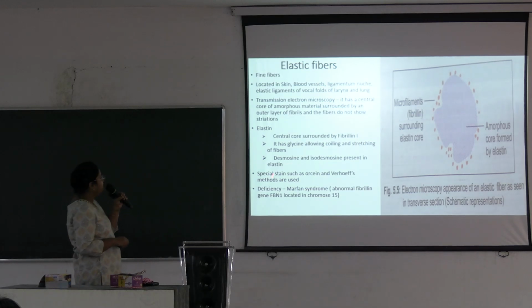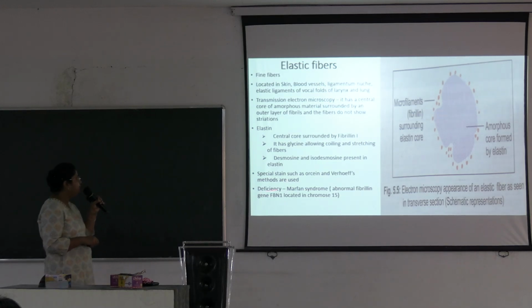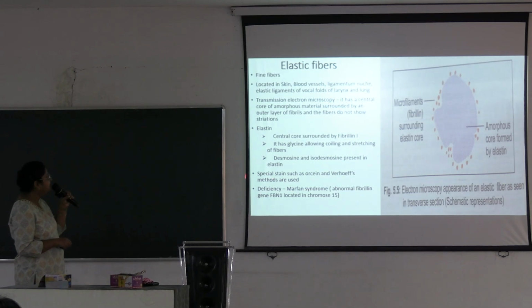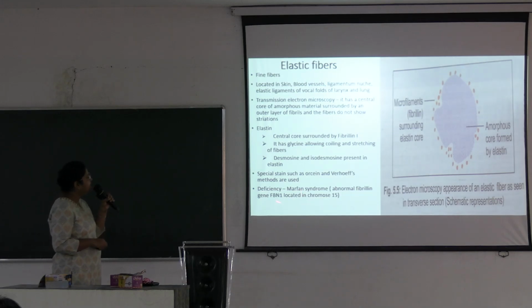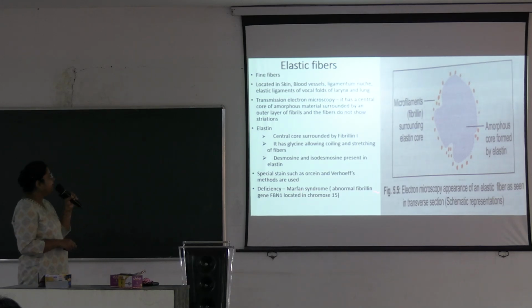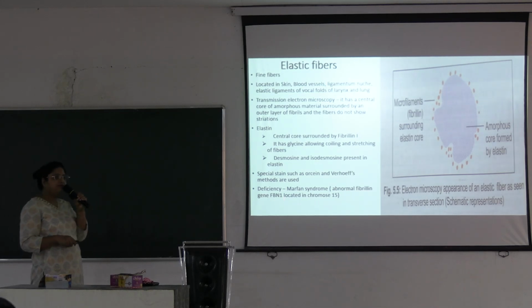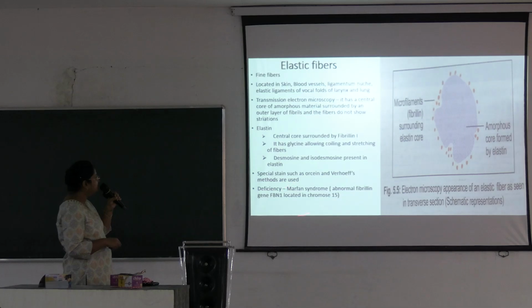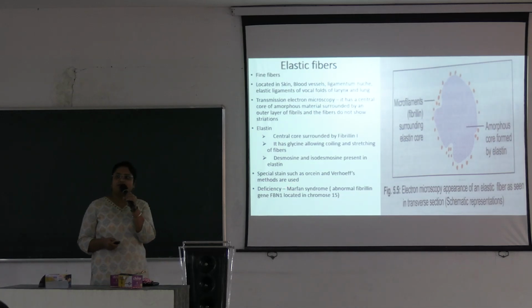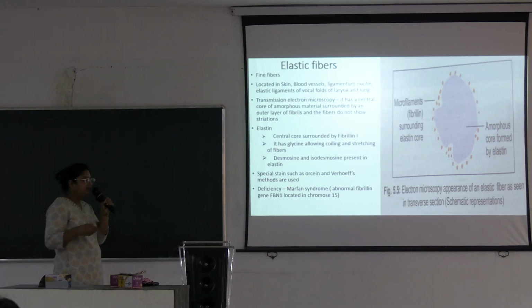Special stains such as Orcein and Verhoeff's methods are used for staining it. Deficiency of elastic fibers will lead to Marfan syndrome. There is an abnormal fibrillin gene, FBN1, located in chromosome 15. An abnormality in this gene will lead to Marfan syndrome, with abnormal development of elastic fibers.